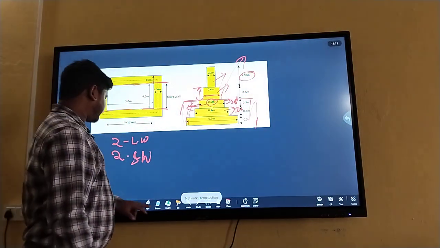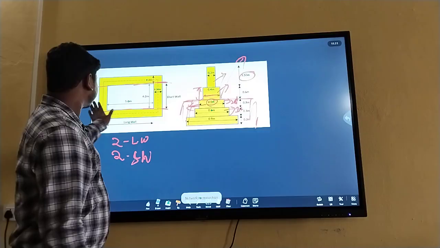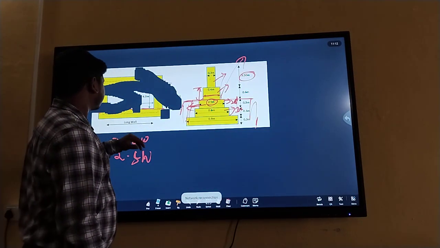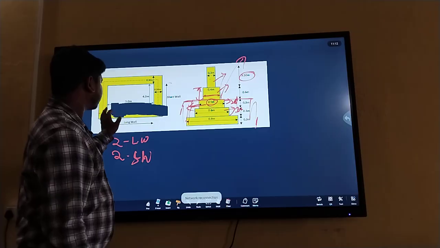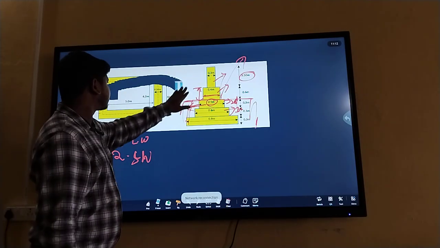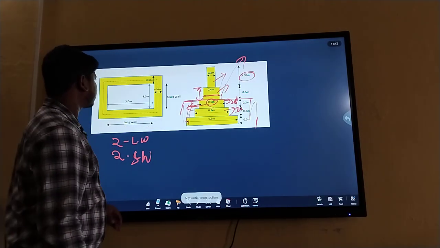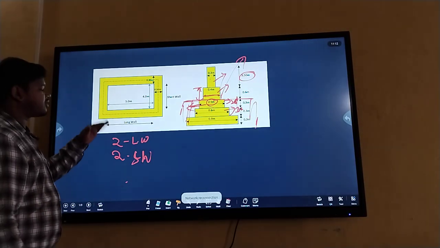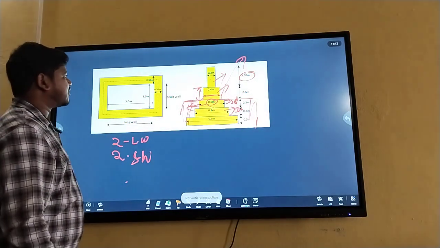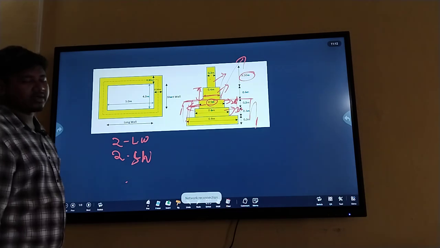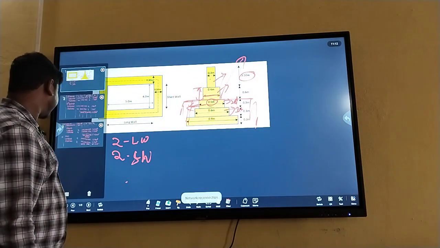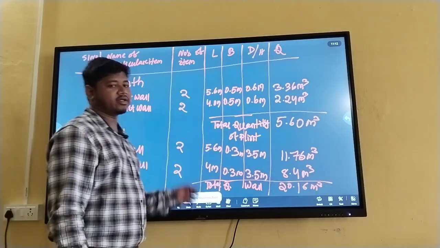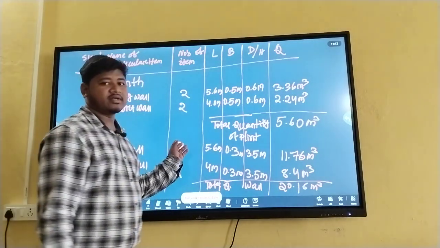Here we can see in this plan there are no door and no window given, so no deductions are calculated. From here we can find all the quantities of this single room.